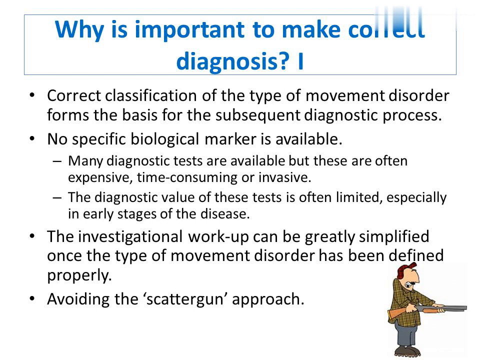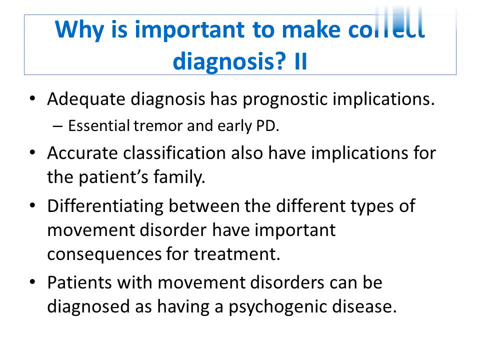Correct classification of the type of movement disorder forms the basis for the subsequent diagnostic process. No specific biological marker is available. Many diagnostic tests are available, but these are often expensive, time-consuming or invasive. The diagnostic value of these tests is often limited, especially in early stages of the disease. The investigational workup can be greatly simplified once the type of movement disorder has been defined properly, avoiding the scattergun approach.